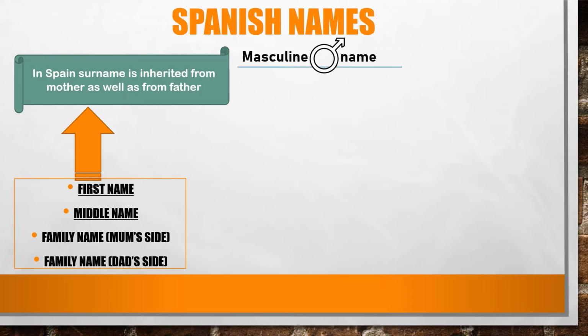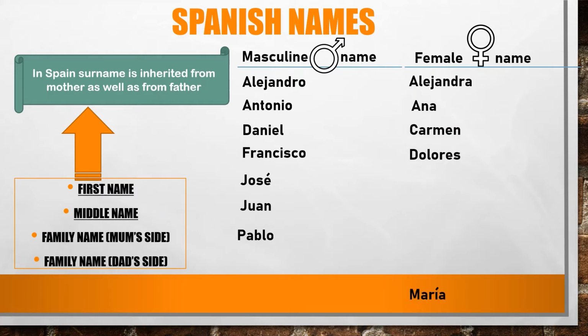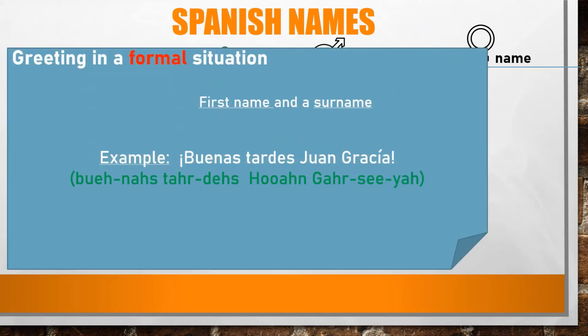So let's have a look at those masculine and female names, the most common ones. For masculines are Alejandro, Antonio, Daniel, Francisco, José, Juan, y Pablo. For female names, there are Alejandra, which is a feminine version of Alejandro, Ana, Carmen, Dolores, Maria, Martina, Paula. These are some of the most common Spanish names that you need to know so that you know how to pronounce them when you meet some Spanish people.